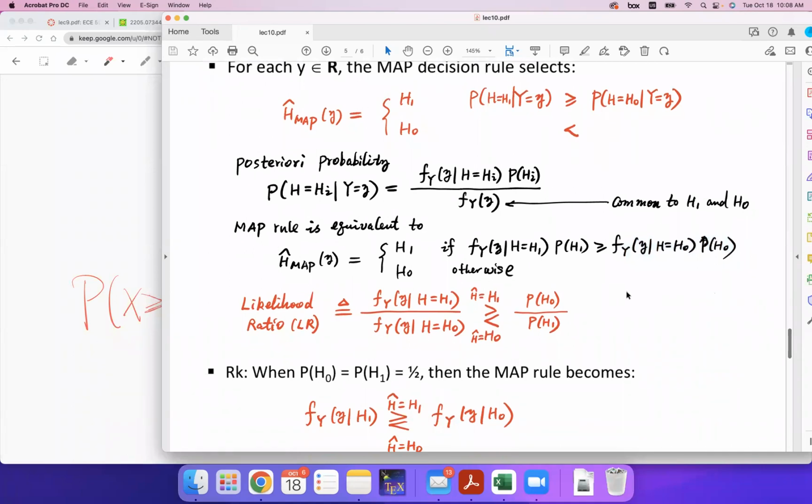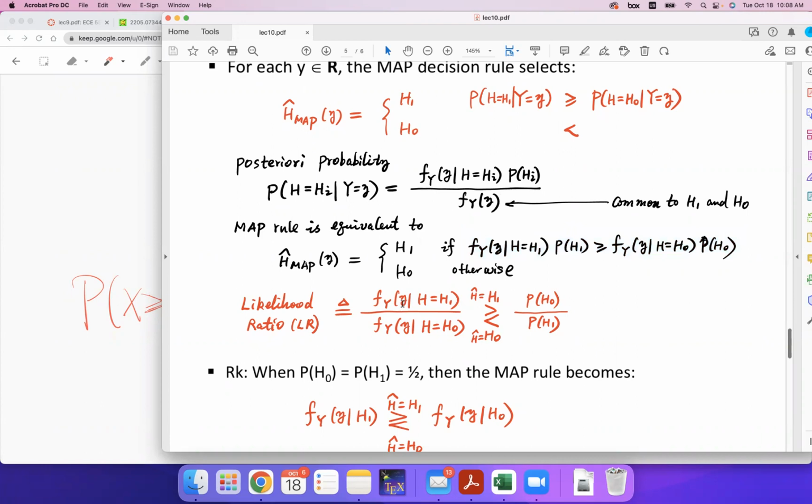Okay, so this is the MAP rule. And then equivalently, we can rearrange this decision rule, and then we can translate it into a likelihood ratio test. So equivalently, we just need to rearrange this inequality into the following form, where we put all the conditional PDFs on one side and put all the prior distributions on the other side.